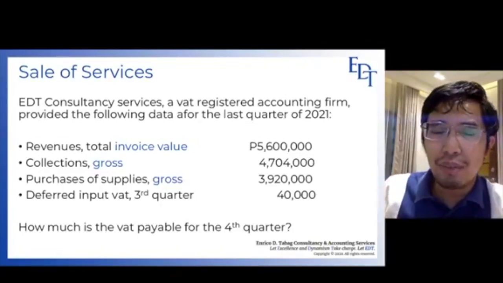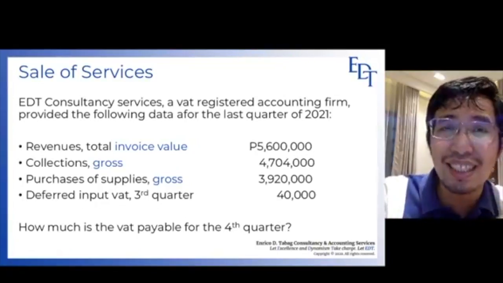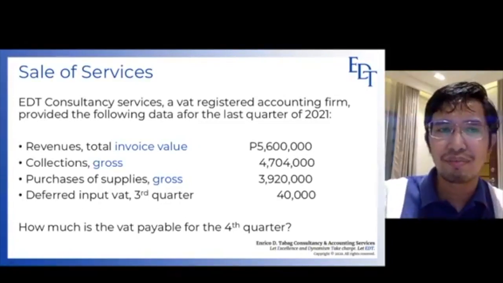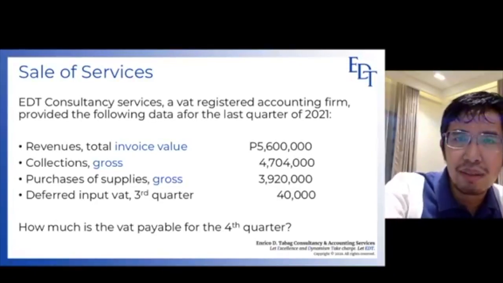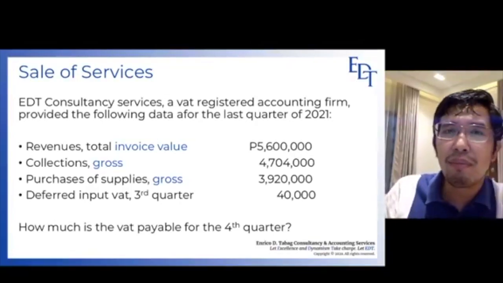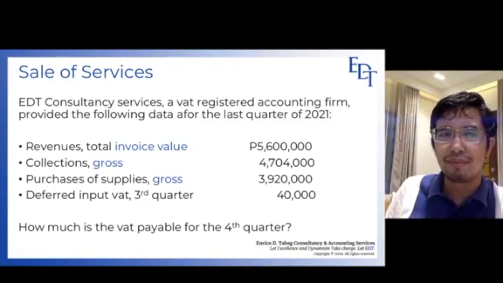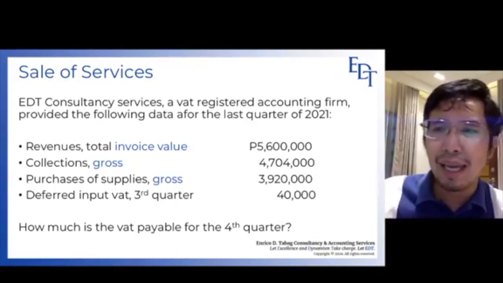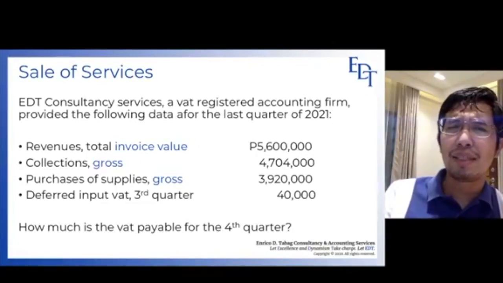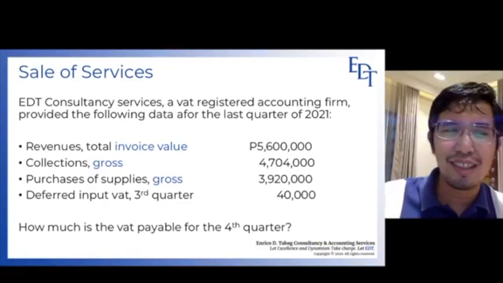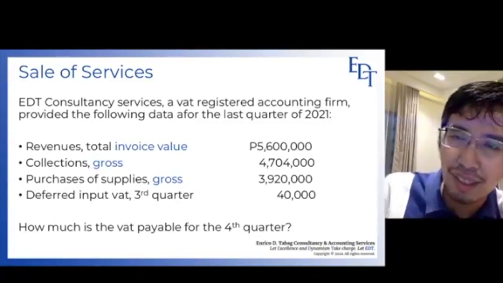However, sabi natin kanina, pagdating sa VAT, ang VAT on services will be based on gross receipts, not on revenues. Kaya pag nag-compute tayo ng output VAT, ang gagamitin mo na figure dyan sa problem provided ay 4,704,000 instead of 5.6. Then you have purchase of supplies. So, di ba, ang input VAT ay VAT on purchases. Ang laki naman, sir, ng supplies mo. Sample lang naman to. Illustration lang. Then we have deferred input VAT. Na-discuss na natin yan in our first illustration.